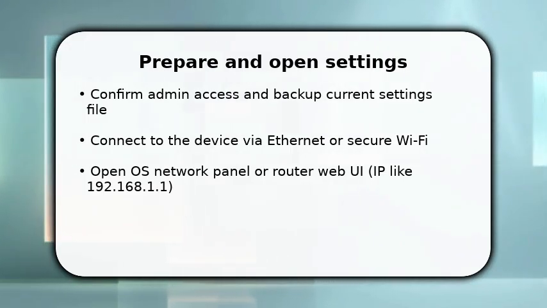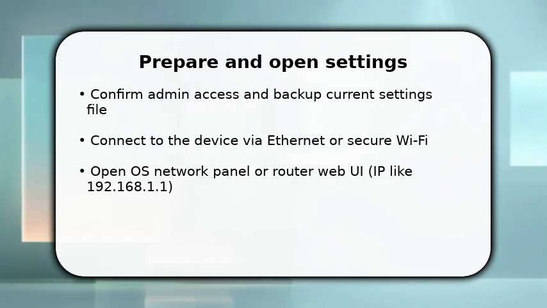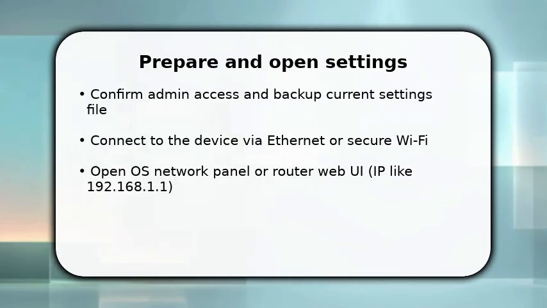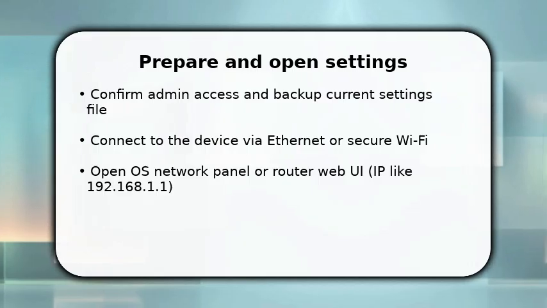Open the operating system's network panel or the router's web interface at its LAN IP. This is where you'll make persistent changes. Make sure to note current values like IP, mask, gateway before editing so you can revert if needed.